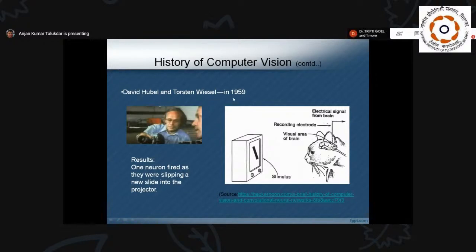We can say from 1959 that David Hubel and Torsten Wiesel, these two professors, tried one experiment on a cat. They placed some recording electrode on the visual area of the brain, and they recorded electrical signals from the brain. And they gave some stimulus, like they were changing the pictures, they were giving various shapes. Then they recorded the response.